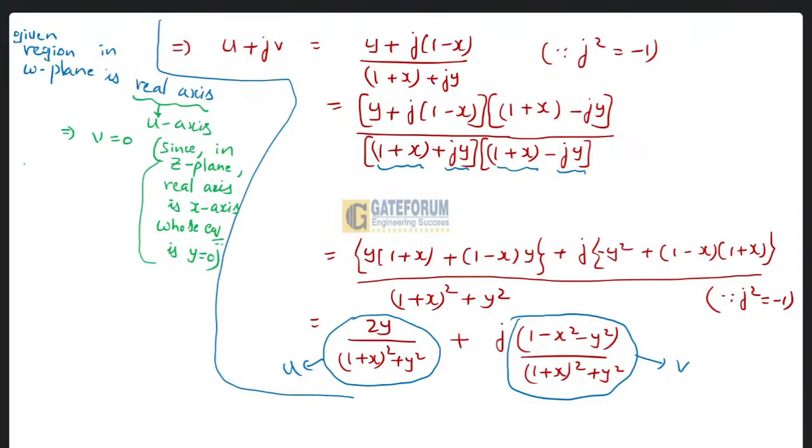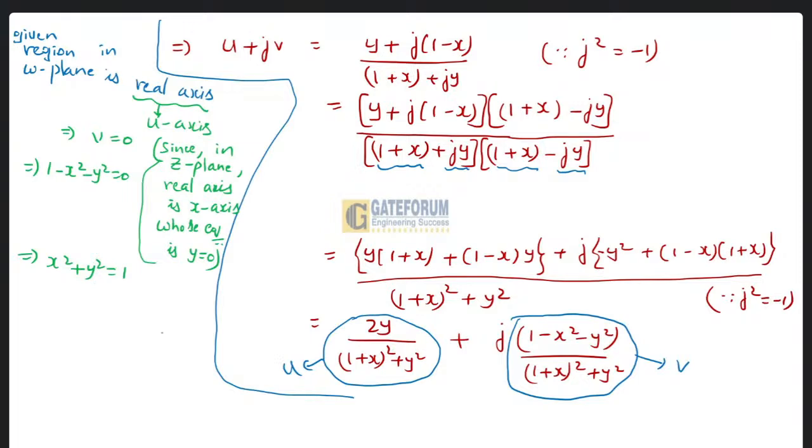Now when v is 0, since v is 0, the denominator into 0 is also 0. You will be getting simply 1 minus x square minus y square is equal to 0. Finally, you will be getting x square plus y square is equal to 1. In XY coordinates, this is a region in Z plane. What is the region here? It is a circle having center (0, 0) and radius 1.